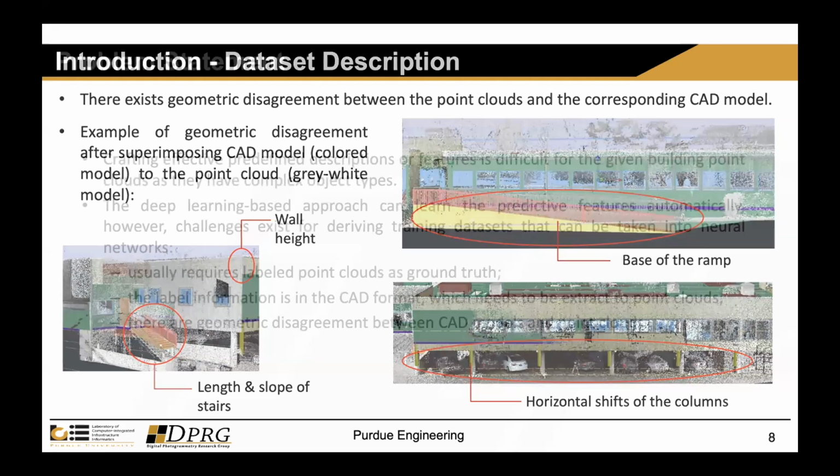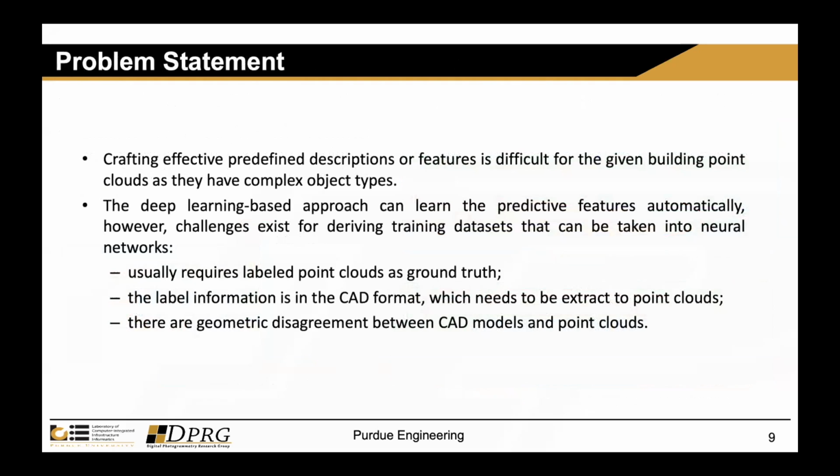So based on the examination of the data sets, we can see that the complex object types in the building interiors make it difficult to craft effective predefined descriptions or features to segment points. On the other hand, the point clouds and corresponding CAD models provide a good opportunity for a deep learning-based approach to learn the predictive features. However, certain challenges exist for making use of the data set.